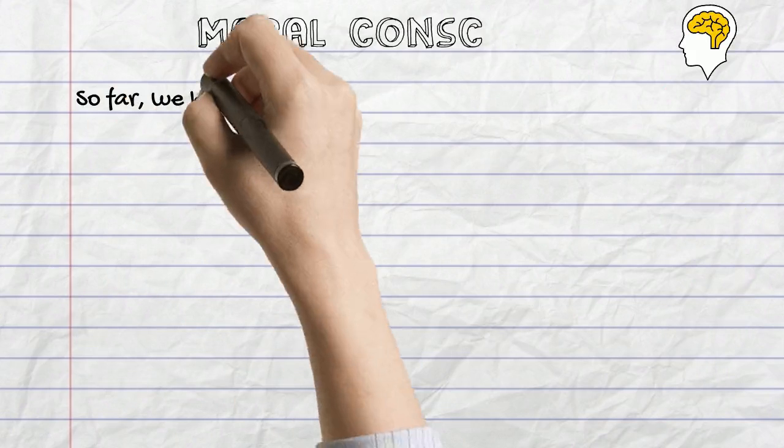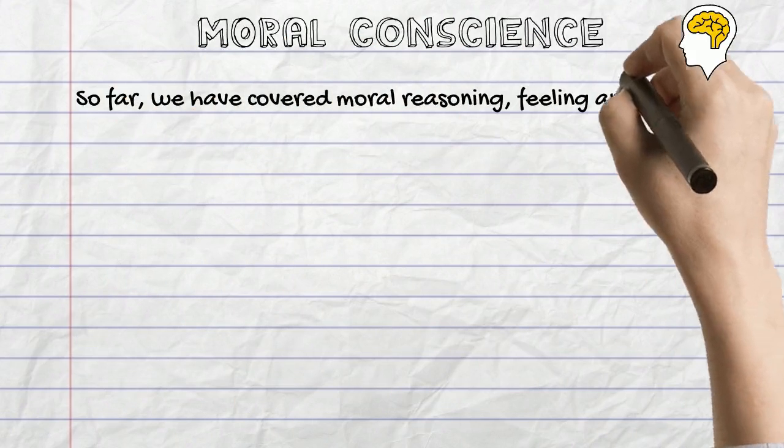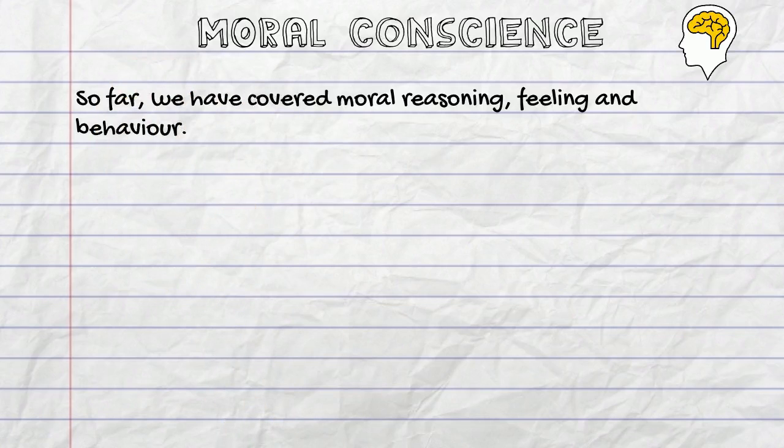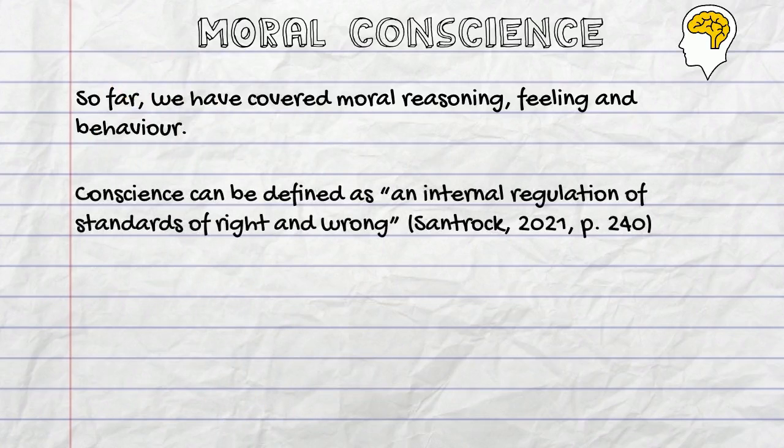So far, we have covered moral reasoning, feeling, and behaviour. These three elements of moral development together make up the next key aspect, which is conscience. Conscience can be defined as an internal regulation of standards of right or wrong, and relates to the internal moral compass within an individual. So, how is conscience formed?